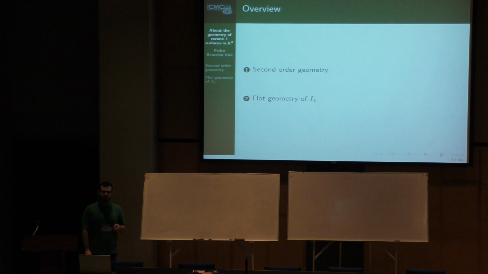In the first one, I'll talk about the second order geometry of any corank 1 surface in R4. And as Raul promised on Monday, the second part will be dedicated to the flat geometry of the singularity I1. The importance of this singularity is that it is the first one that appears in the classification of Klotz, Popp, and Rieger of 2007.